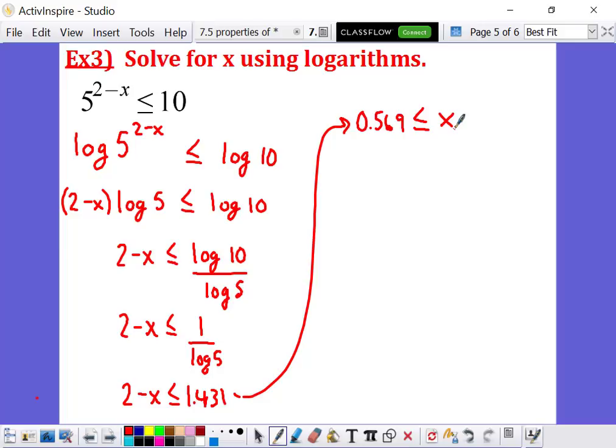Okay? So there we go. Final answer. So the only thing that changed here is instead of having an equal sign, you have an inequality symbol. Okay? All right, let's do one more together.